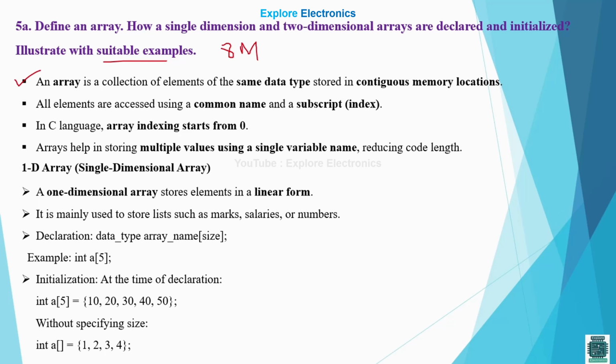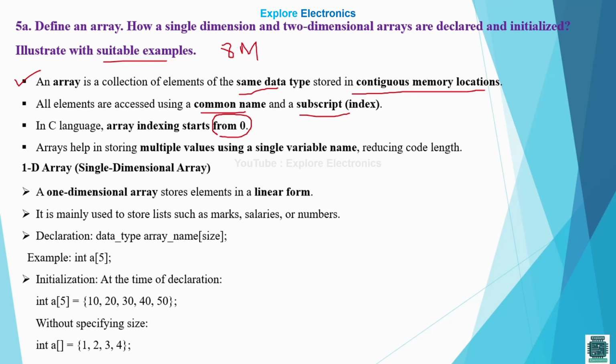An array is a collection of elements of the same data type stored in contiguous memory locations. Contiguous is nothing but continuous memory location. All elements are accessed using a common name and subscript, that is index. Indexing always starts with 0. An array helps in storing multiple values using a single variable name. This reduces coding length. Next, they have asked about single dimensional and two dimensional array declaration and initialization.